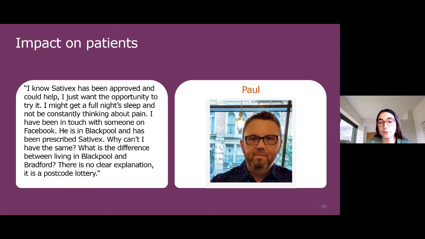And in this example, the reasons for this variation between Blackpool and where Paul lives is twofold. One is very obviously funding. It's local CCG decisions to fund this treatment or not. But there's also varying clinical attitudes. Some clinicians have a lack of confidence or misconceptions about the treatment. And obviously that's an area where there can be efforts to try and mitigate those issues. Next slide, please.